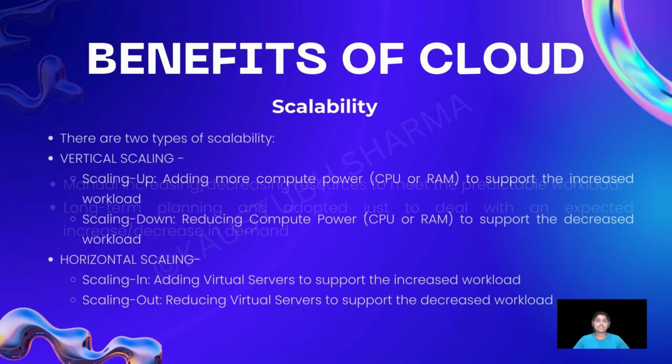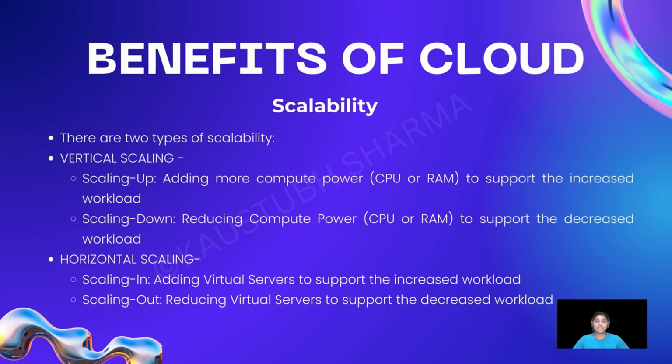Scalability can be categorized into two types, vertical scaling and horizontal scaling, where both can be categorized further. Vertical scaling can be of two types. When you have to add more computing power, that is CPU or RAM, to support the increased workload, it is known as scaling up. While when you are reducing the power, it is called scaling down. So next time your manager says to scale down or scale up, you know what they mean.